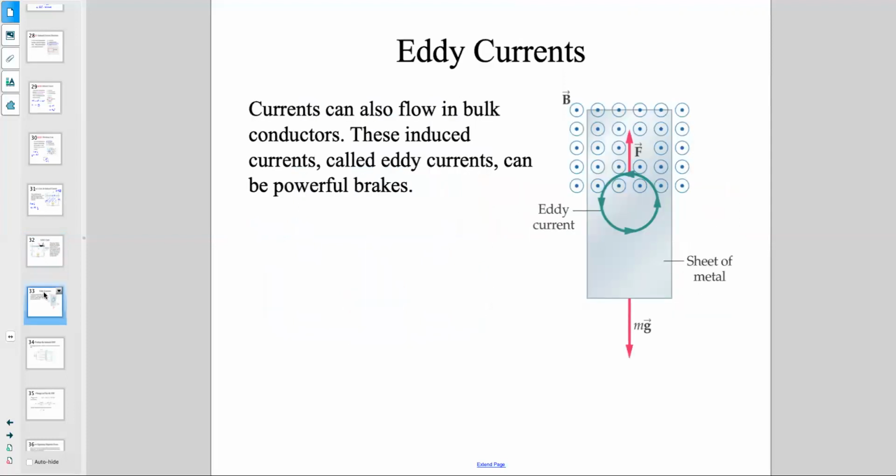We have something called eddy current, and this current is happening in a sheet of metal. Currents can also flow in bulk conductors, as you can see here, as I said, a sheet of metal. These induce currents called eddy currents and can be powerful brakes. So as you can see, we have a force up towards the top, okay? And then these are the eddy currents that are happening inside a sheet of metal.